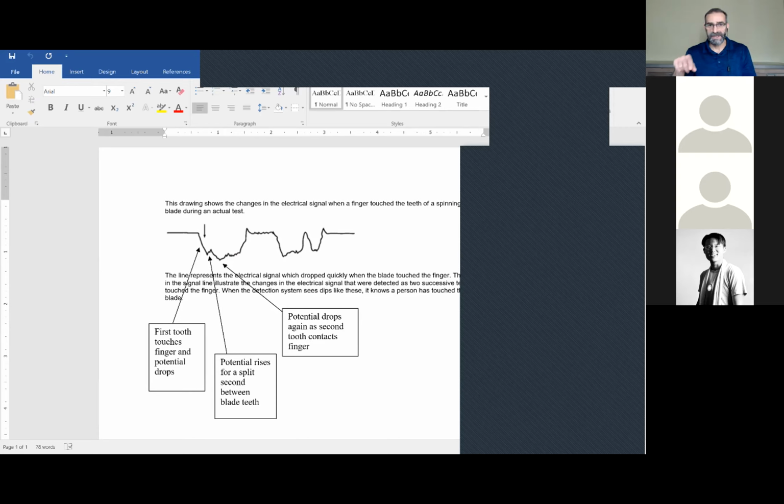And that's a real clear signature that they look for. And that's what trips the safety mechanism. So it's really impressive. That all happens in like 2/200ths of a second. It is pretty amazing.